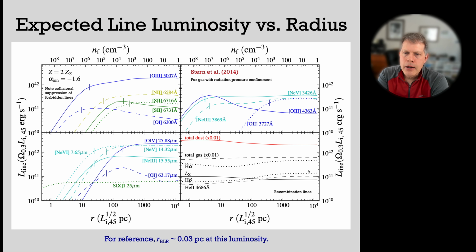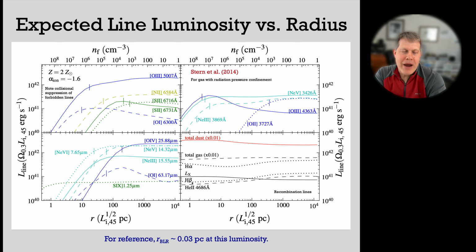Here you can see the radial dependence expected for H alpha with this dotted curve, and then for H beta with this other dotted curve. You can see the radial dependence of those is much less because, again, they're recombination lines that don't suffer from this collisional suppression effect. So what's up with that?